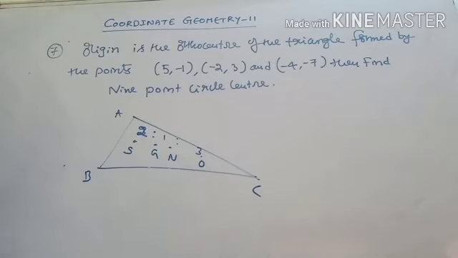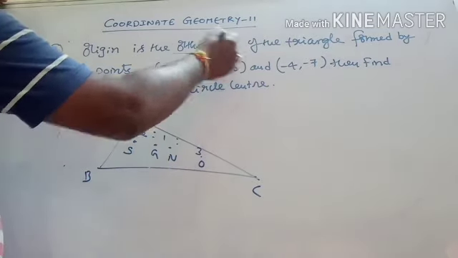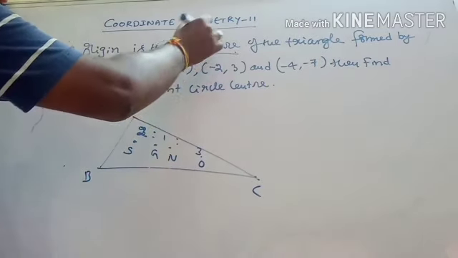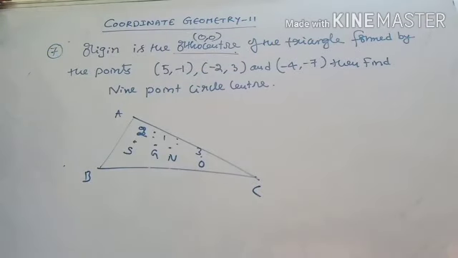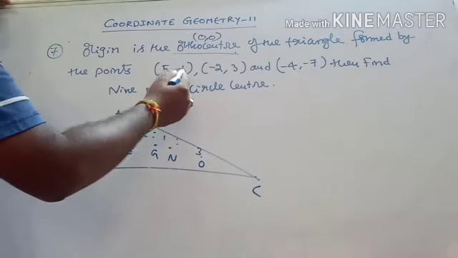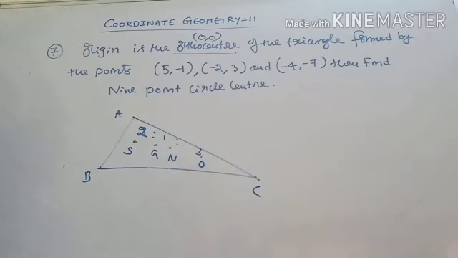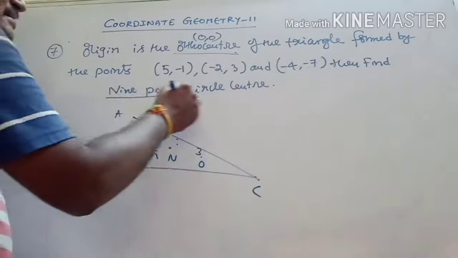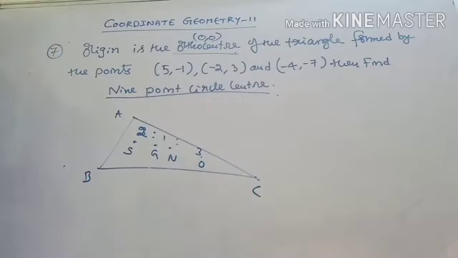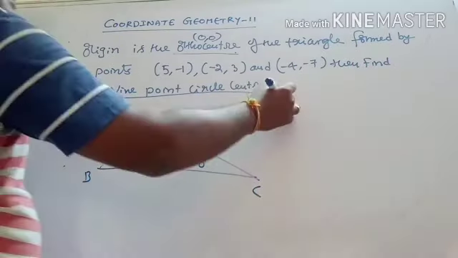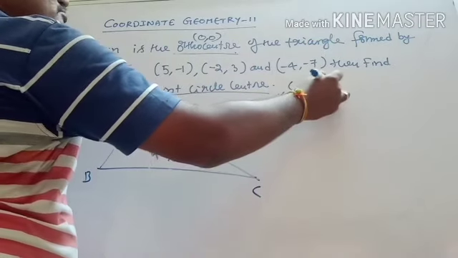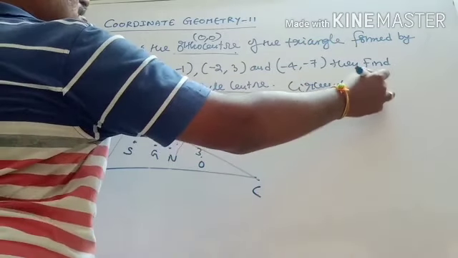Now, one more interesting problem, the 7th one. The origin is the orthocenter they have given here. Origin means 0, 0, of the triangle formed by the points 5, -1, -2, 3, -4, -7. Then find the 9-point circle center. We need to get the 9-point circle center, and one more thing, we will find the circumcenter also for this.